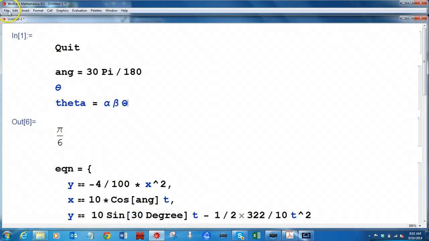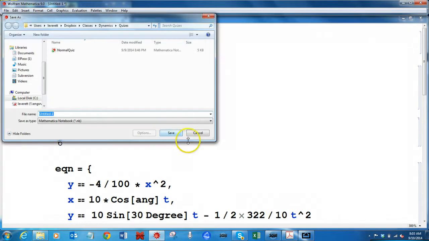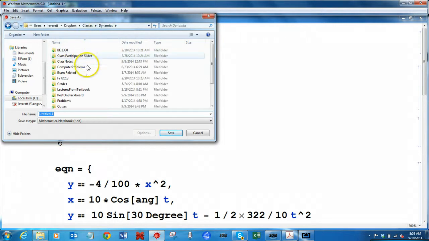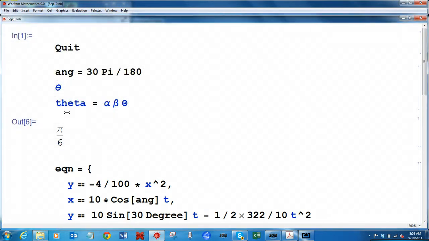I'm going to go ahead and save it as is, and then I'll post it. But you read it. All this is playing around. File, save. Oh yeah, I have to save. Okay, this is September 10th.